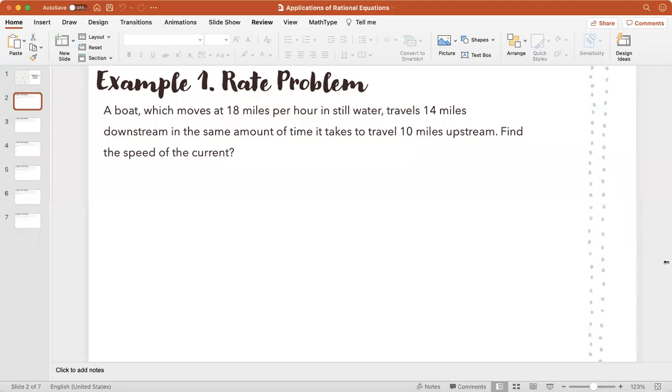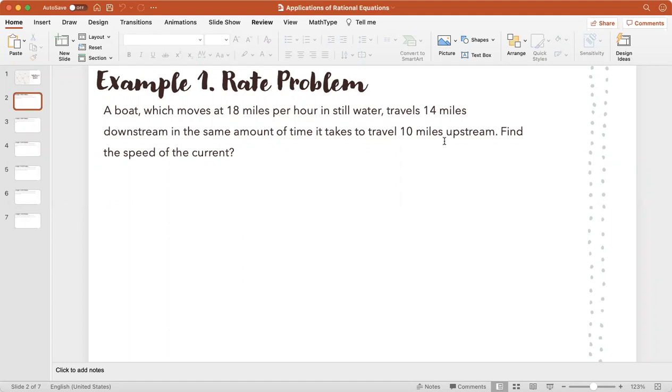So here's the first problem, a rate problem. A boat which moves at 18 miles per hour in still water. So it's not affected by the rate of the river. It travels 14 miles downstream in the same amount of time it takes to travel 10 miles upstream. Find the speed of the current.